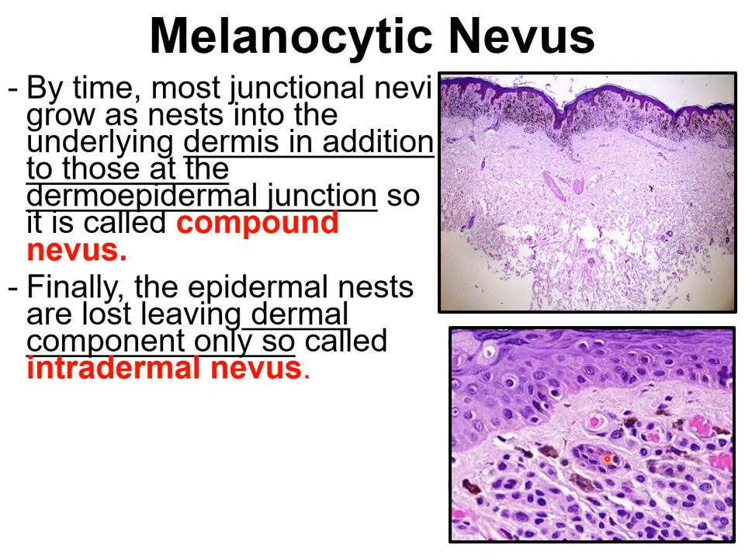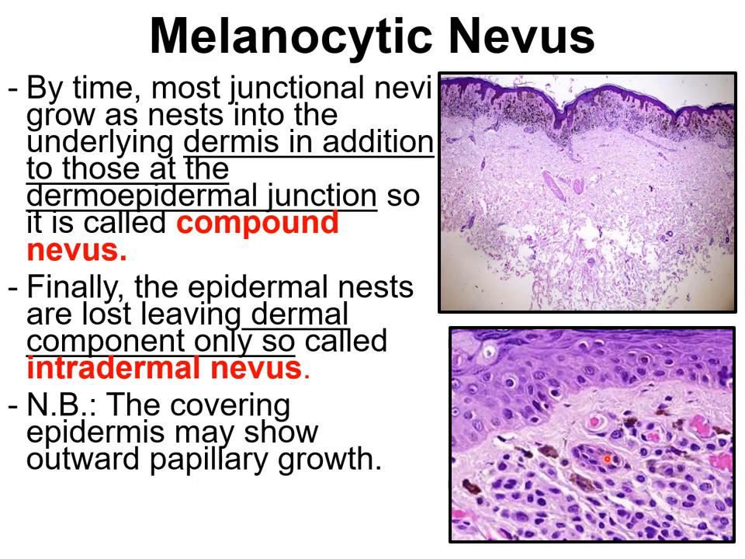So the stages of melanocytic nevus. First, it may be present at the dermo-epidermal junction only, so it is called junctional nevus. When there is maturation and migration of the melanocytes downward, it may be a combination of both the dermo-epidermal junction component and the dermal component, so it is a compound nevus. And finally, the dermo-epidermal junction component disappears completely, leaving only the dermal component, so it is called intradermal nevus.